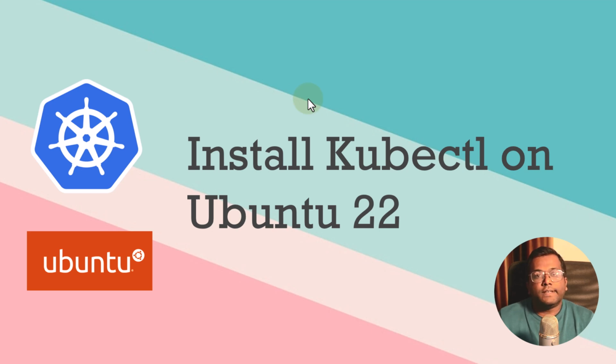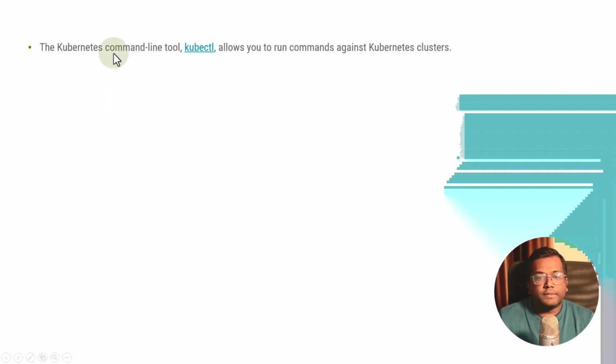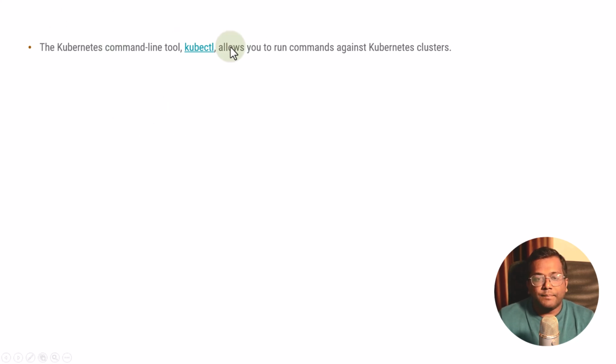Ubuntu 22 is a Linux operating system, and let us first understand what kubectl is and why it is needed. The Kubernetes command line tool kubectl allows you to run commands against the Kubernetes cluster. As the name suggests, it is a Kubernetes command line tool that helps you interact with the Kubernetes cluster. If you're learning how to install kubectl, then you must have some idea about Kubernetes.